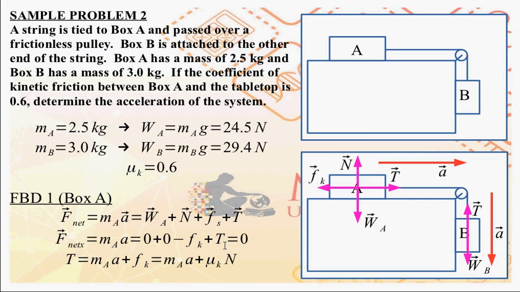Isolate tension, we have T is equal to ma plus Fk. We know the magnitude of kinetic friction to be mu k N. So, T is equal to m_A a plus mu k N. Let's take a look now at the free body diagram.